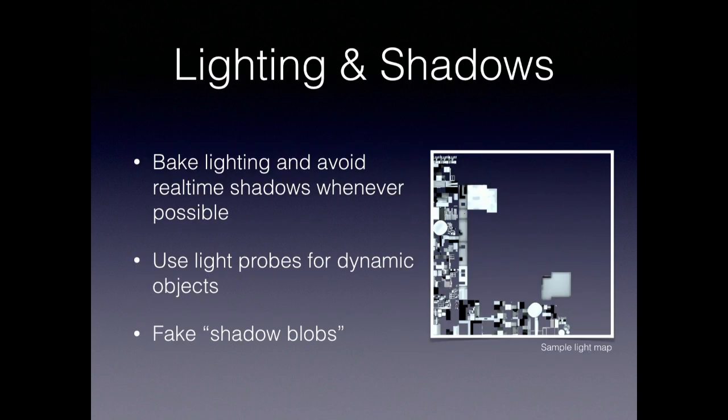For lighting and shadows, you want to bake lighting wherever possible. So that smushes all your lighting down, pre-computed, to basically a light texture. There's an example on the right there. Light probes hold extra lighting information, so you can use baked lighting, but then move an object through your scene. Fake shadow blobs, I just mean kind of like billboarding. You take a quad and you throw a fake shadow on it and you put that under your object instead of actually having to render shadows.